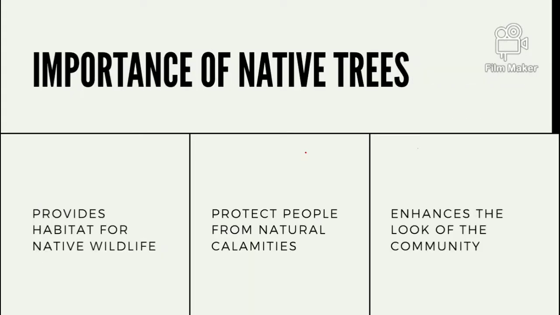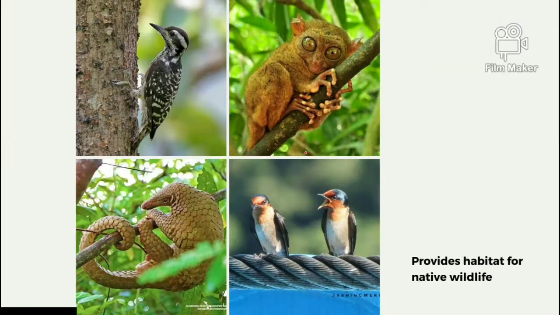So why are our native trees important? They provide habitat for native wildlife. Our wildlife depends on these trees because they provide their essential needs. For example, these animals are the Philippine pangolin, tarsier, Philippine woodpeckers, and Pacific swallows. They all live in these native trees. Without them, they will become extinct.